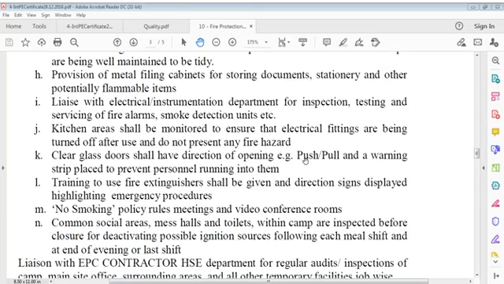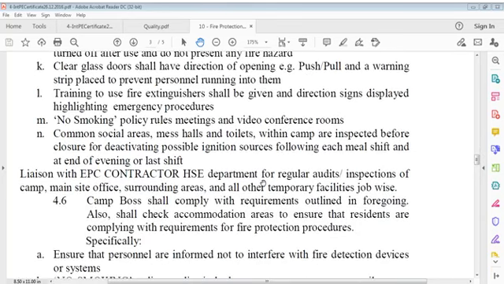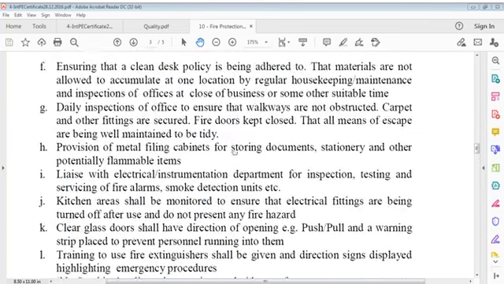Training to use fire extinguishers shall be given and direction signs displayed highlighting emergency procedures. No smoking policy rules in meetings and video conference rooms. Common social areas, mess halls, and toilets within camp are inspected before closure for deactivating possible ignition sources following each meal shift and at end of evening or last shift. I repeat it just because these are very important points for everyone.